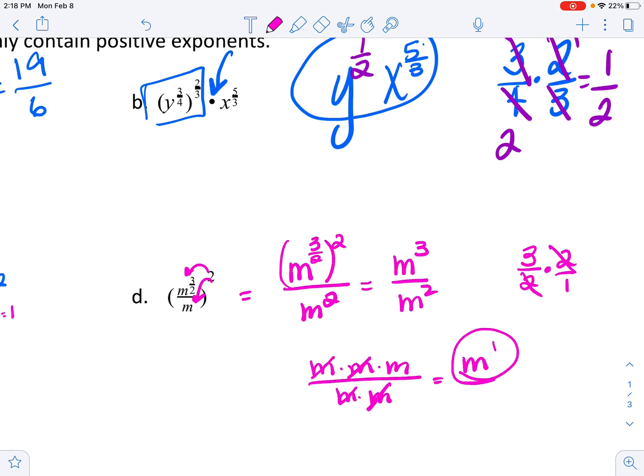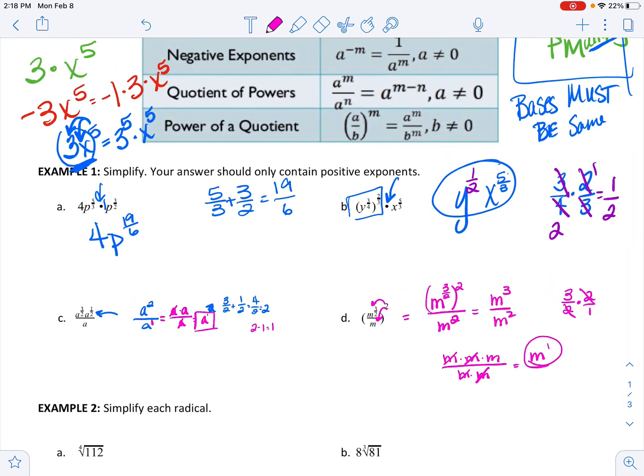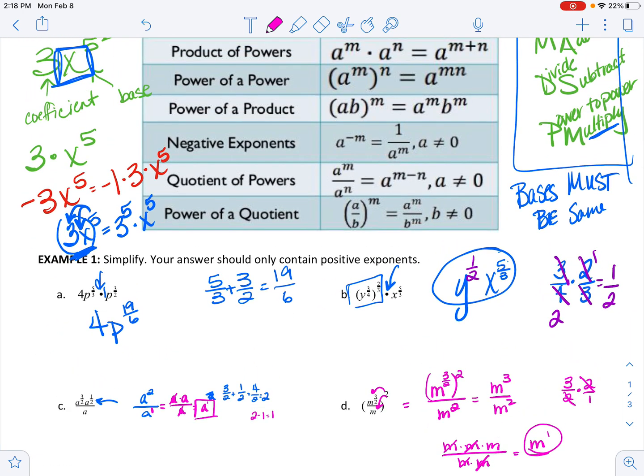So you should be able to simplify basic powers even if there's fractions.